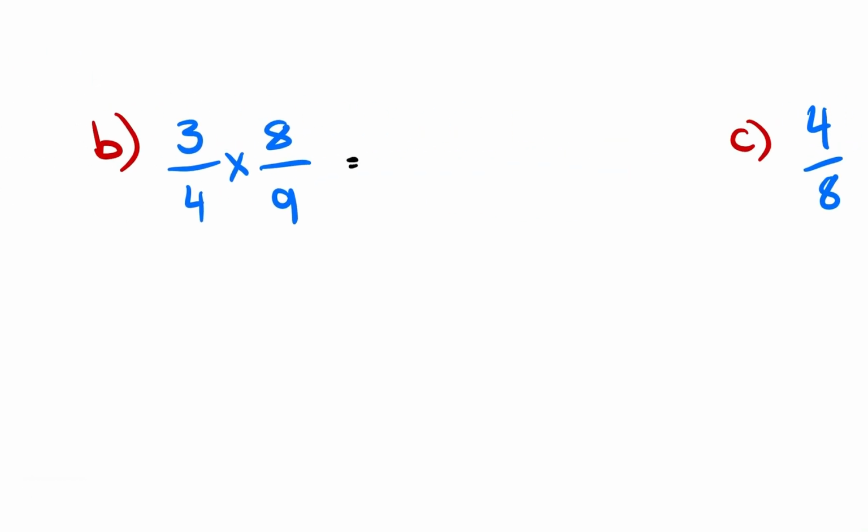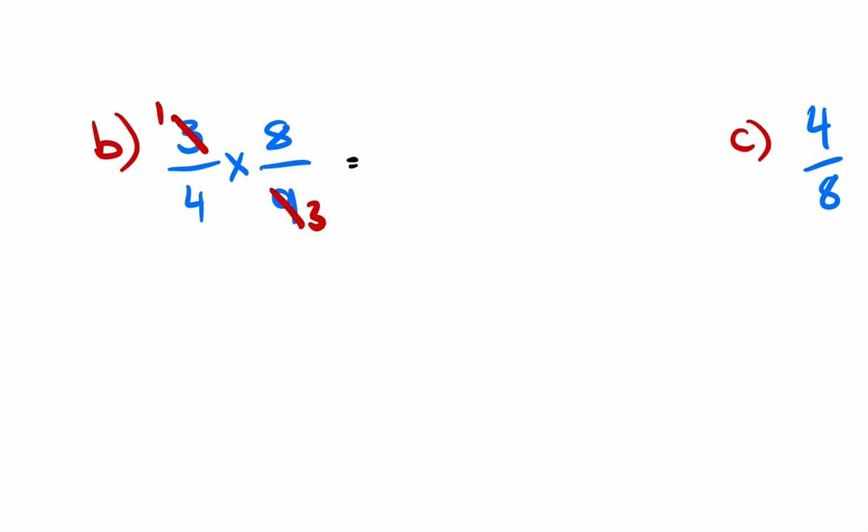We've got 3 over 8 times 3 over 4 times 8 over 9. So what I'm going to do is look and see if I can cancel anything down first, because we don't like multiplying big numbers. So here I'm going to cross cancel. I'm going to go this way because 3 and 9 are multiples. So here I'm going to cancel that down and divide by 3. That gives me 1, and 9 divided by 3 is 3.